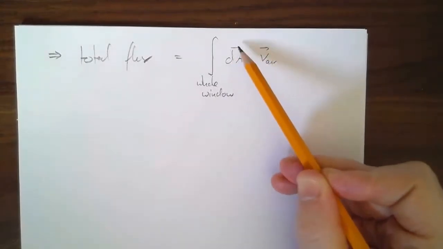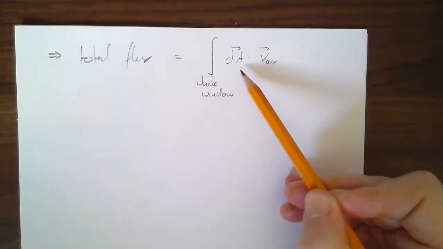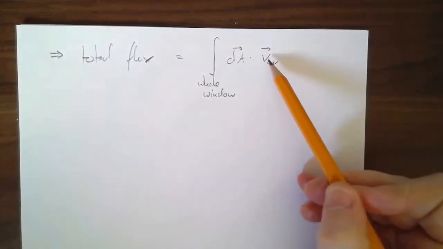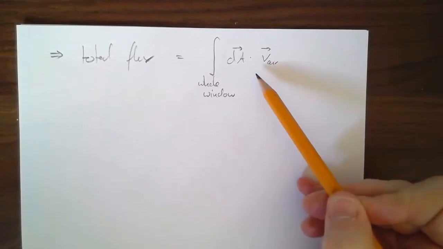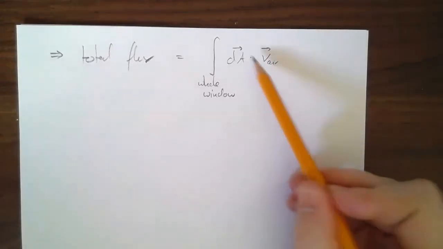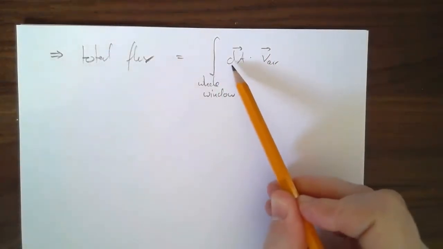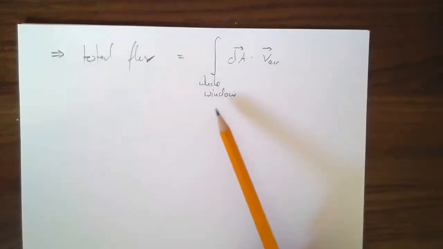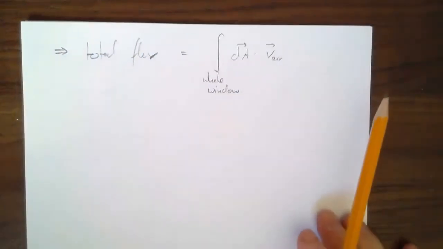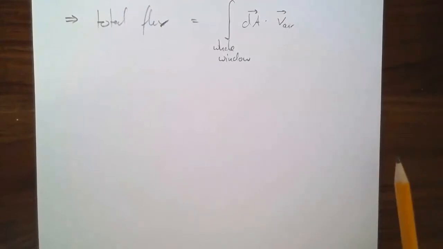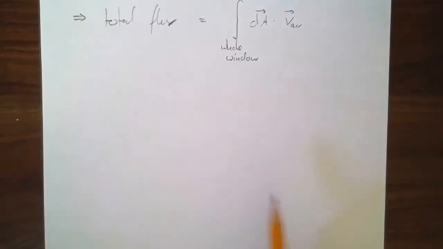If I work this out, maybe I've got some function for this, and I know what this is. In the case of a flat window, this would be constant. I could work this out, maybe analytically. If I can't do it analytically, maybe I could plug it into a computer and go back to having lots of tiny chunks. That's beside the point. This is the expression we're going to have for the flux in the case of air going through a window.